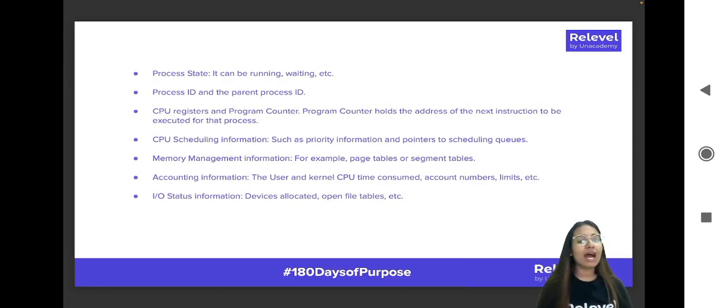Then we also have I/O status information. This includes all the input output devices that are allocated to the process. We saw that a process can require external interruption or external input output computation as well. In that case, the I/O status information in the process control block stores information about what input output devices were allocated to the process being executed. This forms the entire picture of what a process control block is.